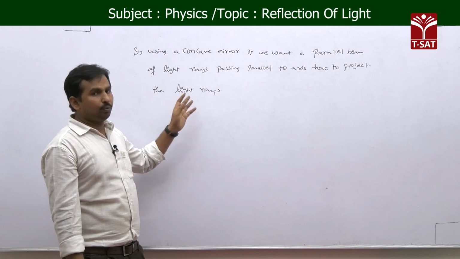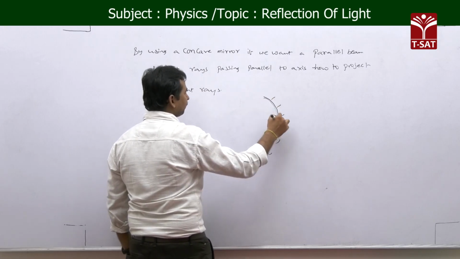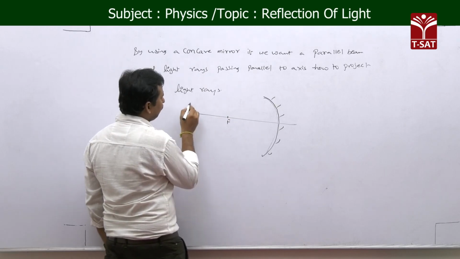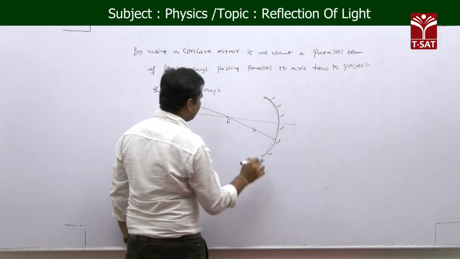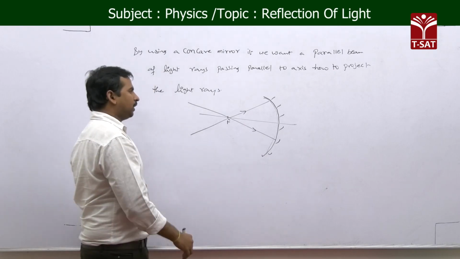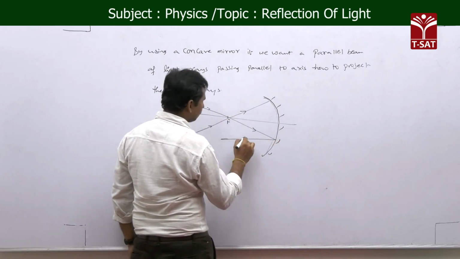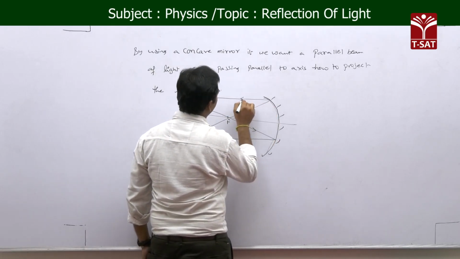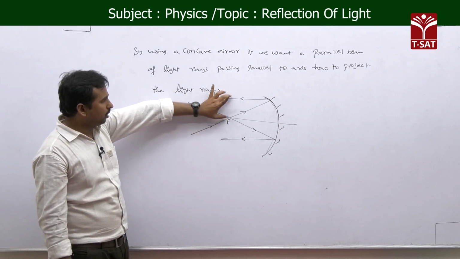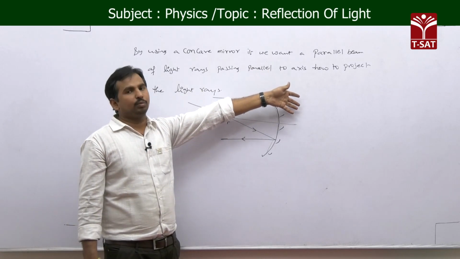So here we need to take the light rays following rule 2, so that the light rays are passing through the focus. If we take the light rays passing through the focus, like a diverging beam of light rays, then after reflection the light rays pass parallel to the principal axis. Like this we get the light rays after reflection going parallel to the principal axis. So we get a parallel beam of light rays by using a concave mirror.